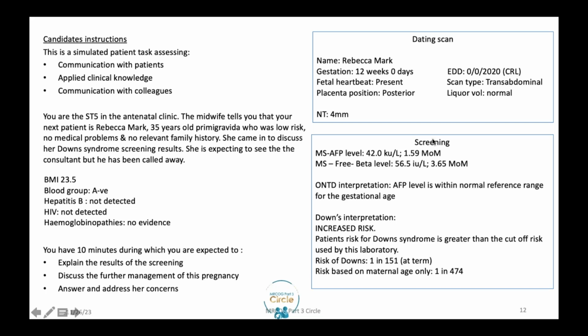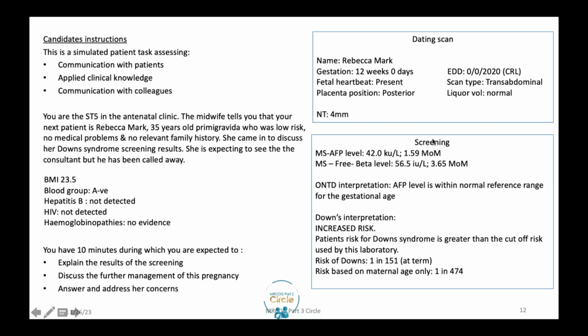This is a simulated patient task assessing communication with patients, applied clinical knowledge, and communication with colleagues. You're the ST5 in the antenatal clinic. The midwife tells you that your next patient is Rebecca Mark, 35 years old, primip, who was low risk.